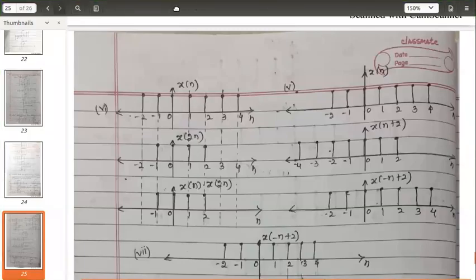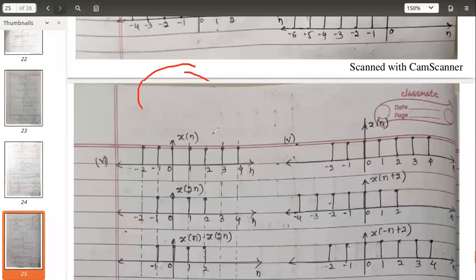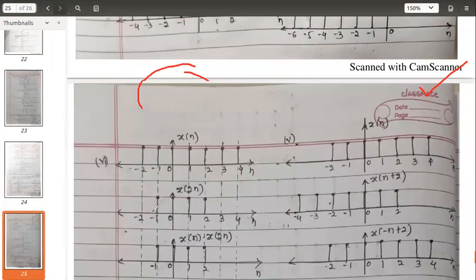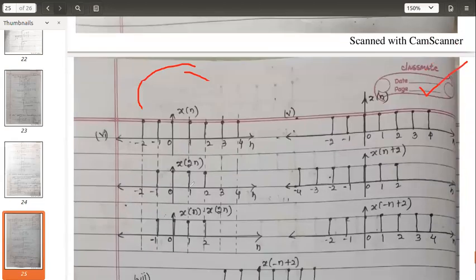So in the previous session, we solved this problem where we were trying to multiply these two signals. X of 2n we have already calculated. If you see the multiplication result, the range is only between these. Okay, let me mark it.